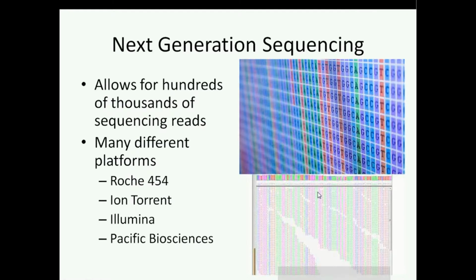So next generation sequencing is not a new technology anymore, but when we started this project it was. It's a way of getting hundreds of thousands of different sequencing reads. There are many different platforms, each with their own particular flavor. Roche 454, which isn't really supported too much anymore, Ion Torrent, Illumina, Pacific Biosciences, all of them have their own uses and different flavors.